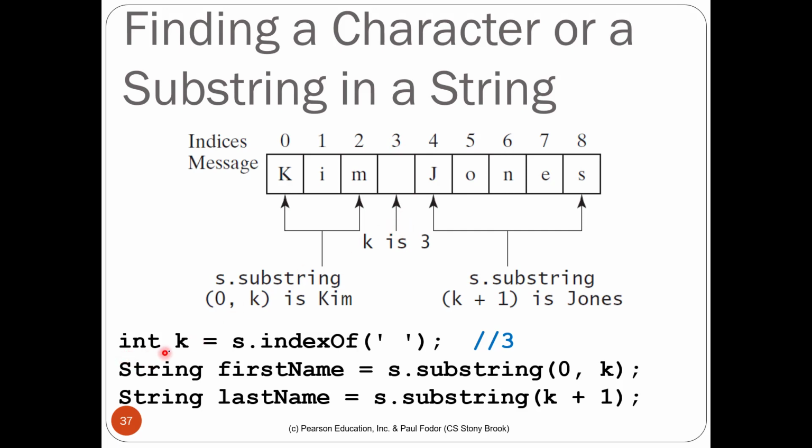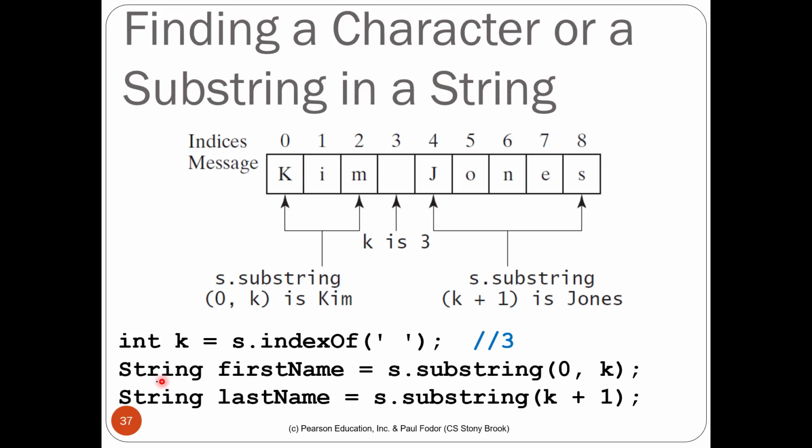So let's take k as an int variable, and in that int variable we will store the index of the space character. How should we do that? If s is a variable that is storing the name, then I'll say s.indexOf of the space character. It will give me the first instance of the space character, which is 3. Now once you know that the first space character occurs at 3, you can make use of the substring method with start index and end index.